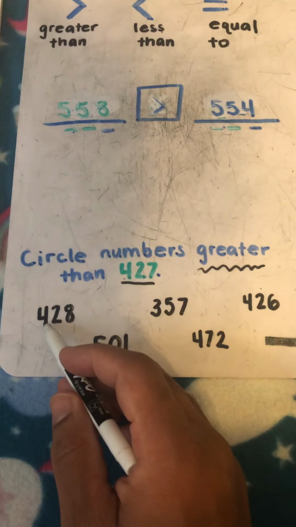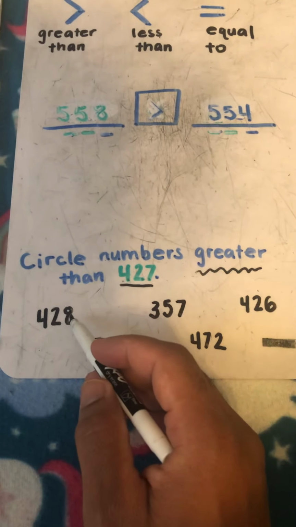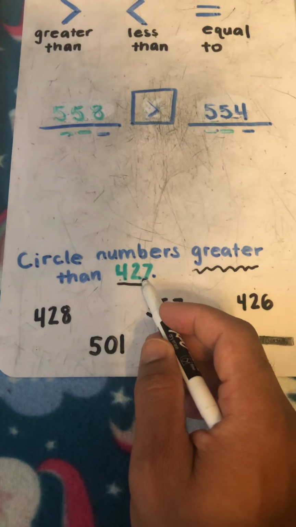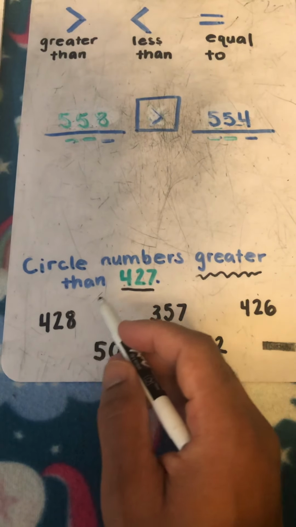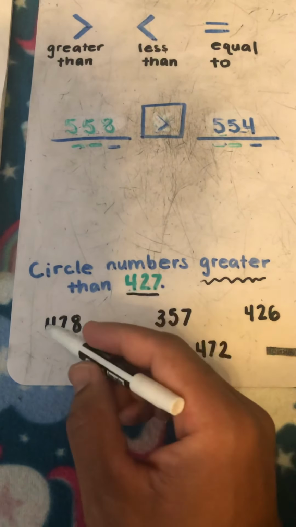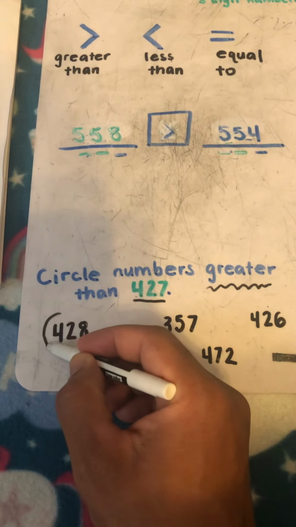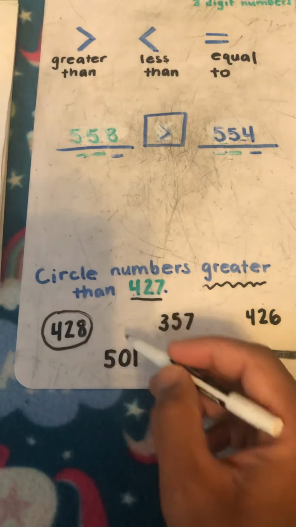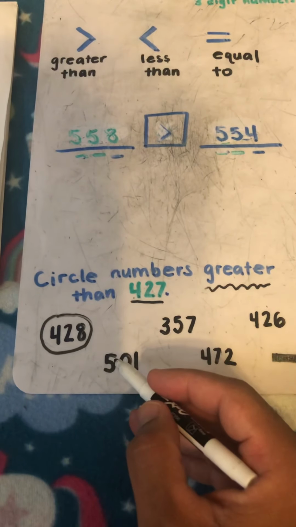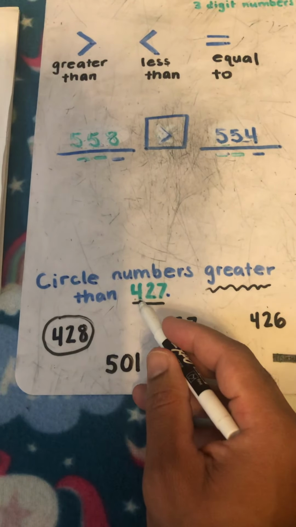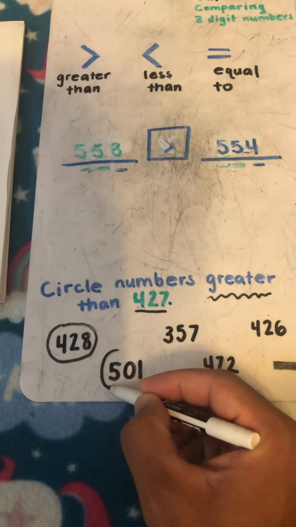First, 428. Well, I have to compare it to 427. These two, both of them have 400s. Both of them have 2 tens. This number has 8 ones and this has 7. This number has more ones, so this number would be greater than 427. I'll circle this one. 428 is greater. My next one, 501. Well, right away I can see this number has more hundreds than 427, so it is also going to be larger or greater than.